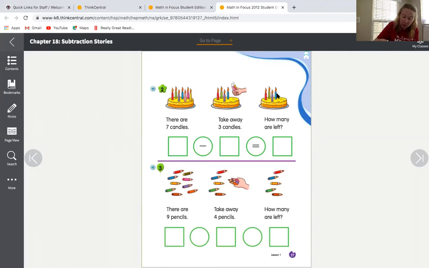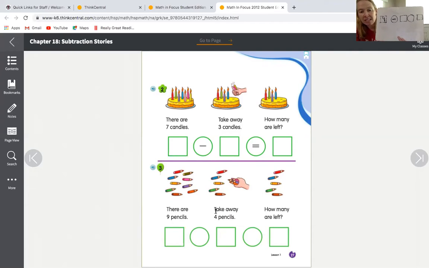Do you see the one with the pencils, boys and girls? So what that says is there are 9 pencils. So the first number you need to write in this square is 9. Let me fix my 9 a little. There we go. What do you need to write in the middle right here? What symbol? The minus symbol.